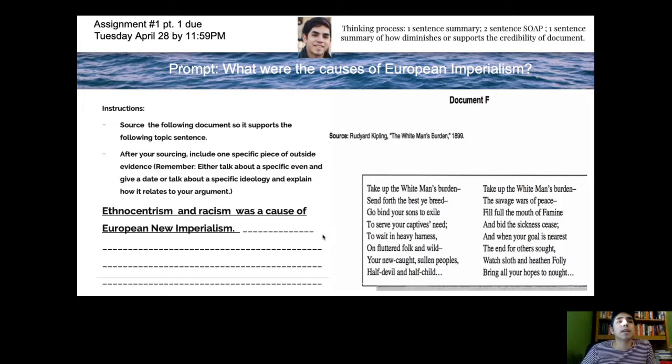So maybe you can talk about some racial ideologies. Maybe you can talk about Europeans being obsessed with skull sizes. That would be the specific and relevant information. Remember that you get 2 points for sourcing at least 3 documents, and then you get 2 points for incorporating 2 specific and historical pieces of evidence on your whole DBQ. So right now you're just working towards one aspect of that. You're practicing sourcing one document and practicing integrating specific and relevant outside information, outside evidence.